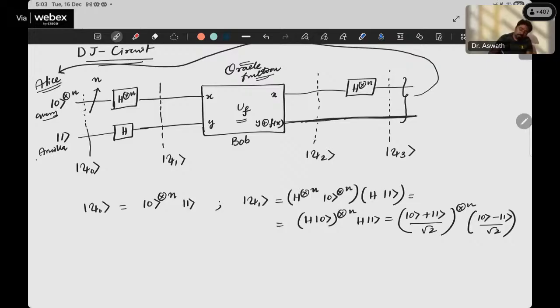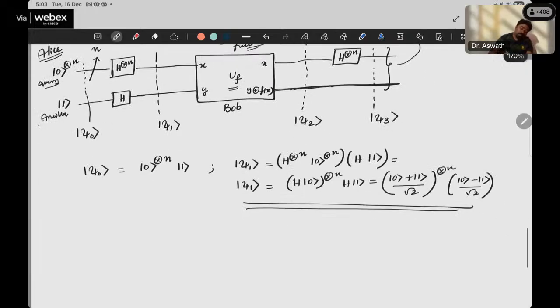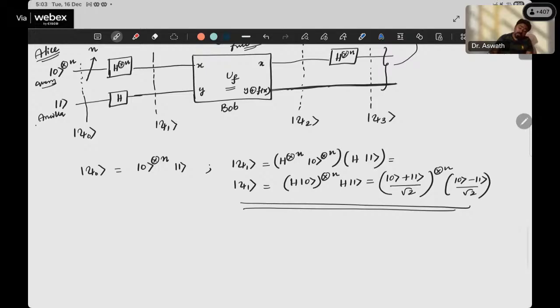This is the psi 1 for you after the n plus 1 Hadamards acting on psi naught. Now, let's understand the psi 1 very, very carefully. It is very important to understand psi 1. For a generic n, you might not get some insights, but let's say for the n equal to 1 case, what is the psi 1?